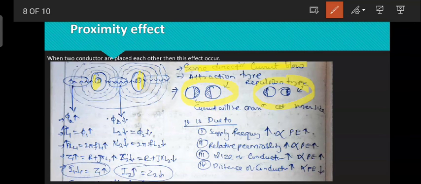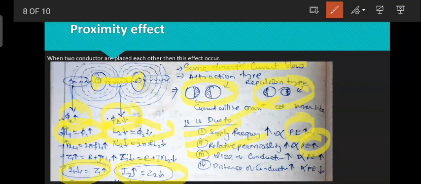So on the outside of the conductor, the flux will be high, and inside, between the two close contact conductors, the flux will be less. So by this there is an inductance increase and there is an inductance decrease. So by this impedance will be decreased, current will be increased, and here impedance will be decreased, current will be increased. So it is due to supply frequency increase, then proximity effect increases; relative proximity increases, then proximity effect increases. That means when they are very close to each other, then proximity effect will be increased.